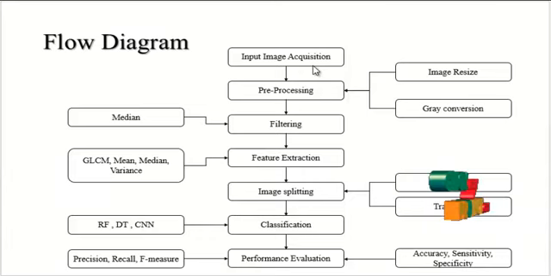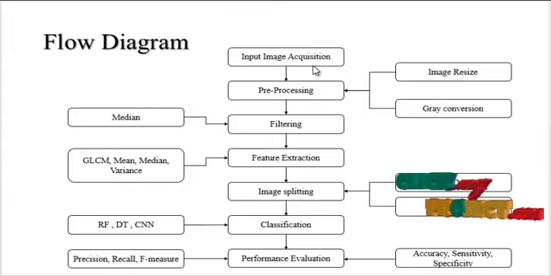At first, for the input image acquisition, the user has to select any one image from the dataset. The dataset consists of both anemia and non-anemia images. So we have to select any one image from the dataset.